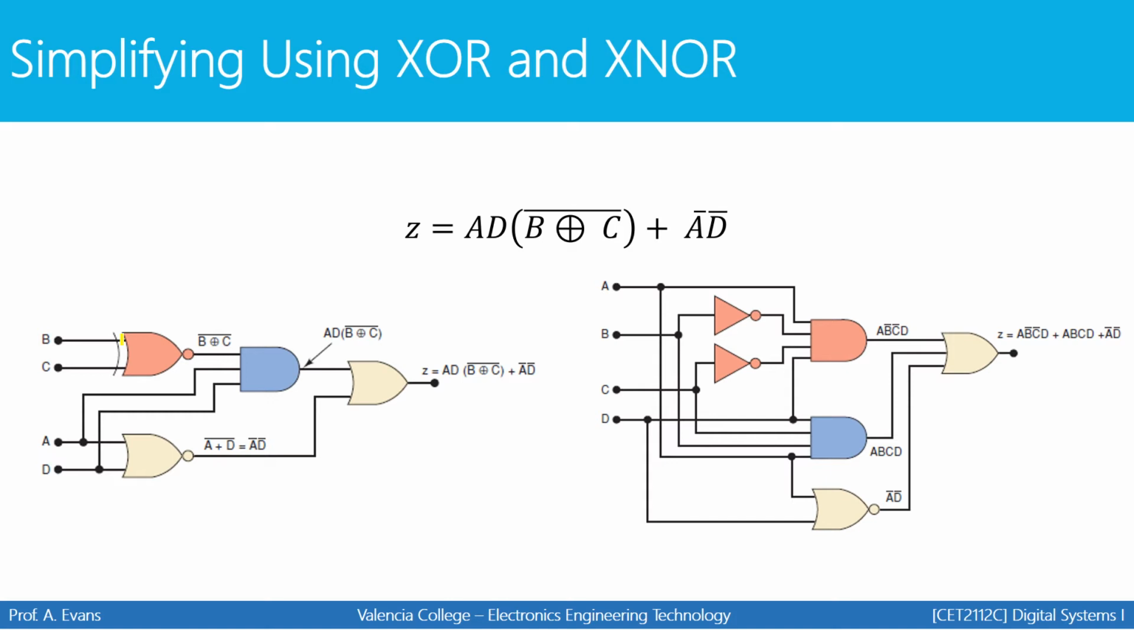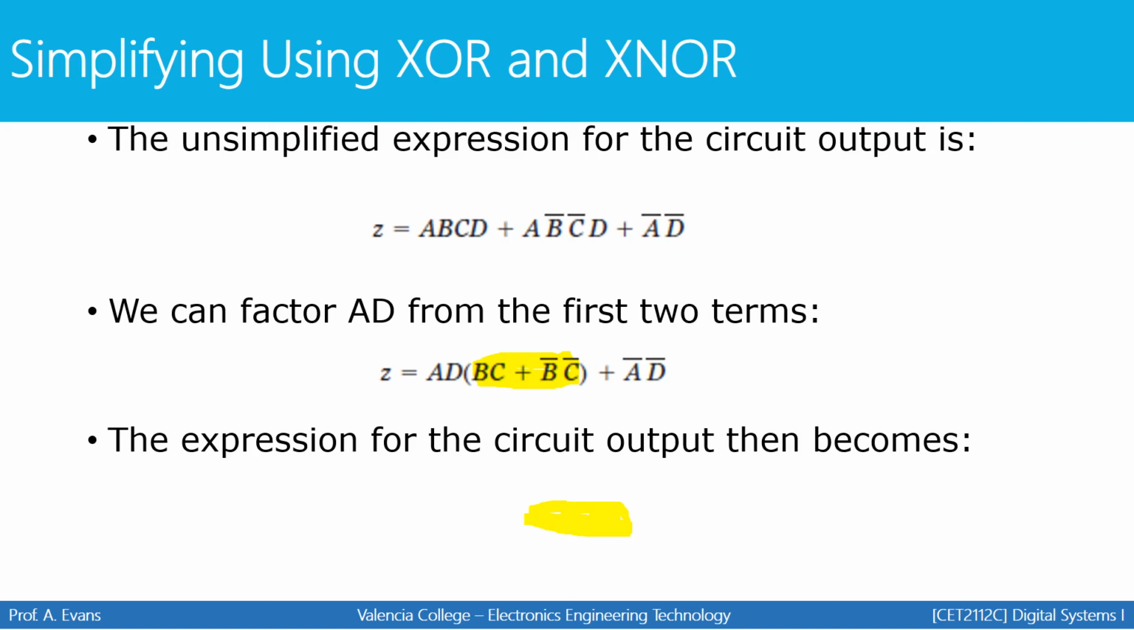Whenever you're applying Boolean algebra to a simplification process, you're going to want to look for a time when something like this pops up, or a time where it says B and not C, or not B and C. You're going to want to look for those conditions where XOR and XNOR would apply.